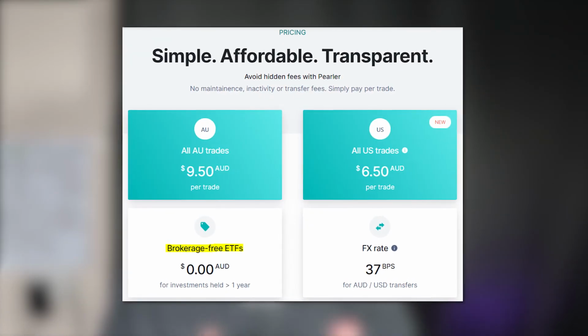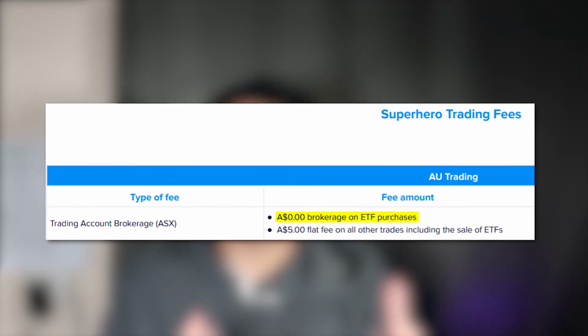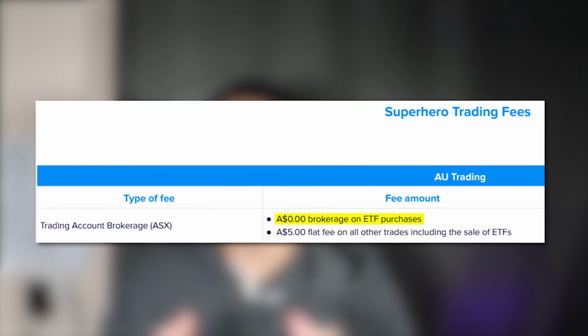Similarly, some ETFs are free on Pearler, which is what I use. All ETFs are free on Superhero, but they're not CHESS sponsored. So you want to make sure that you're looking into these things. Each broker has their pros and cons, so make sure to do the research on brokers as well.